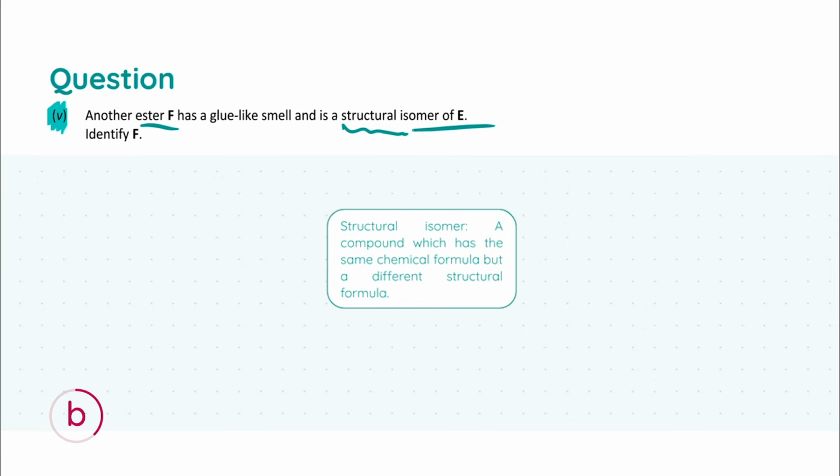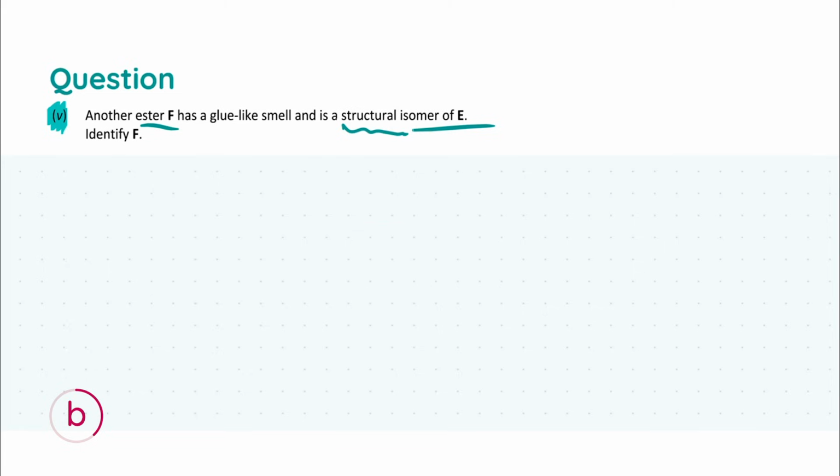A structural isomer is something that has the same general formula in this case, but it's going to be in a different shape, if that makes sense. So it's going to have the same number of carbons, hydrogens, and oxygens as the ester we found previously, but it's just going to be in a slightly different shape.